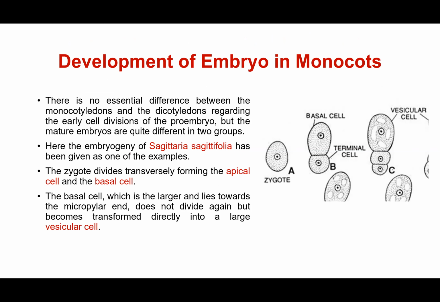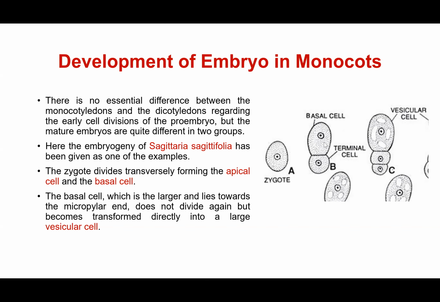The monocotyledonous embryo development was studied in a plant called Sagittaria sagittifolia. So we'll see what the main differences are between dicot embryo development and monocot embryo development. In this also we have zygote formation, which is common in all the angiosperms. The zygote is formed as a result of fusion between the egg cell and one of the male gametes.